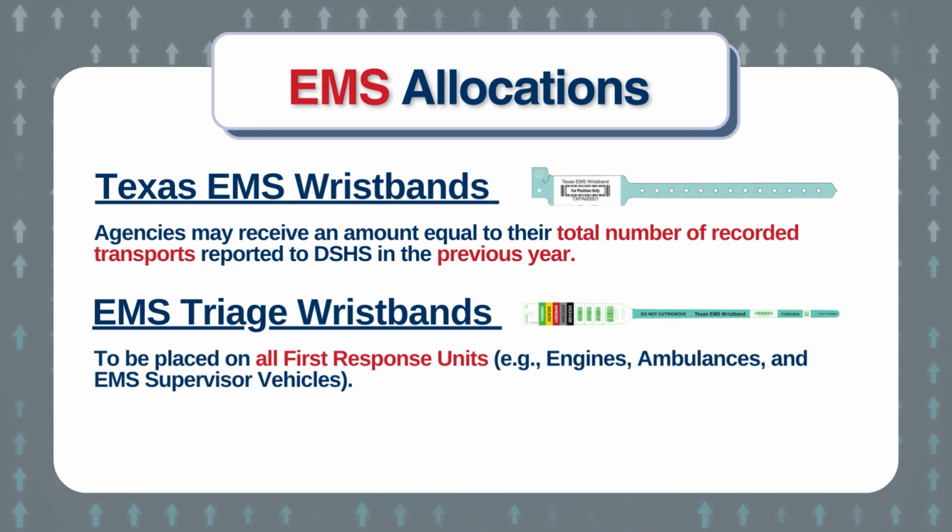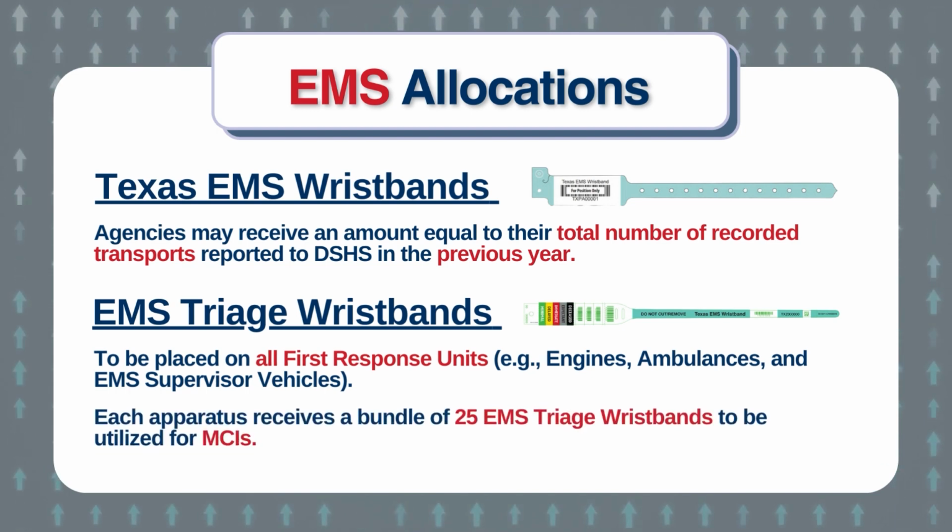Unlike the everyday wristbands, these triage wristbands are placed on all first responder units, such as engines, ambulances, and EMS supervisor vehicles. Each apparatus may receive a bundle of 25 EMS triage wristbands, ensuring that the response units are equipped with the adequate supply for MCI events. The number of each first response unit within the agency must be provided within the request portal to be recorded and reviewed by RAC staff.